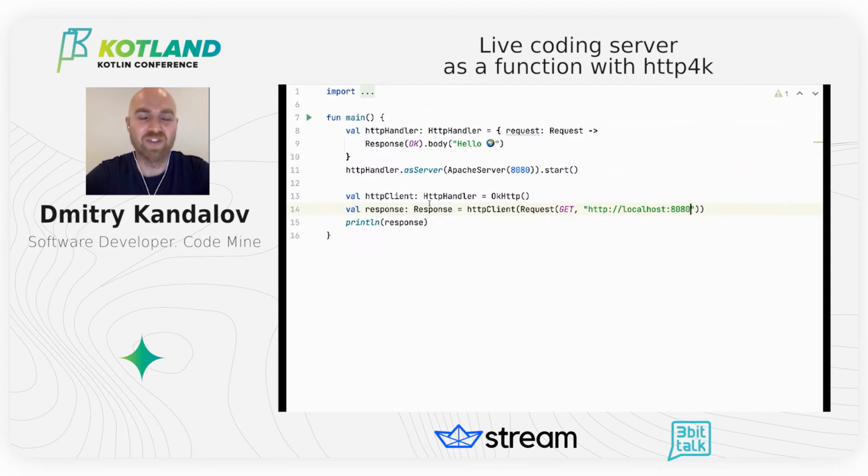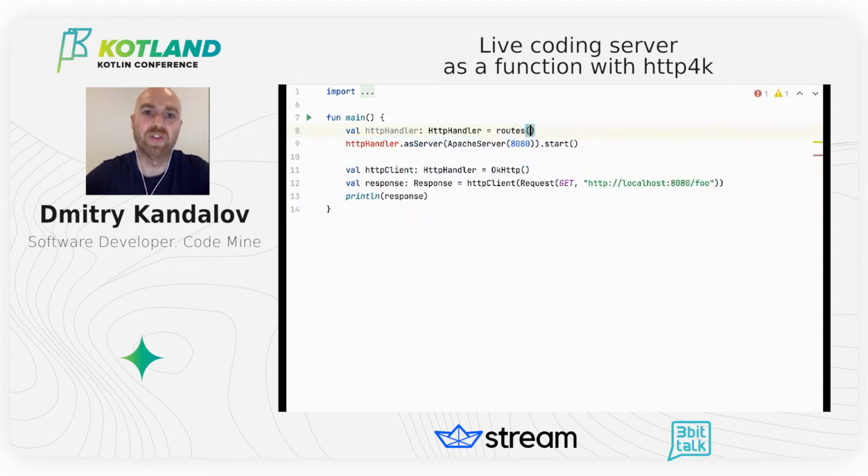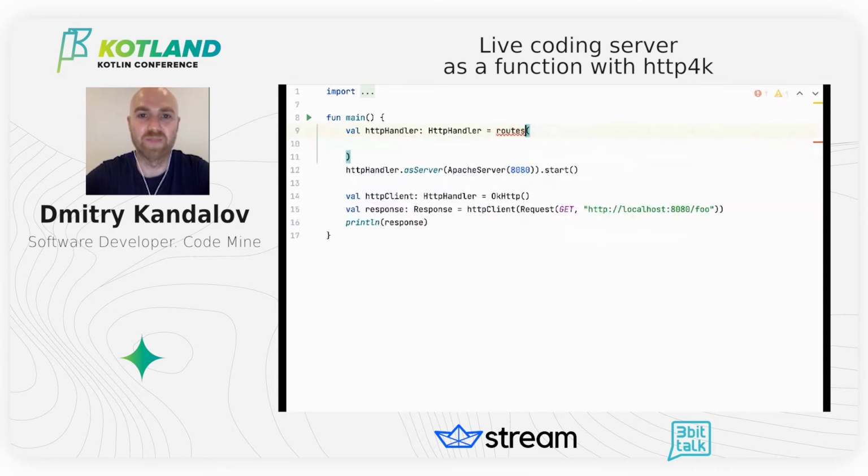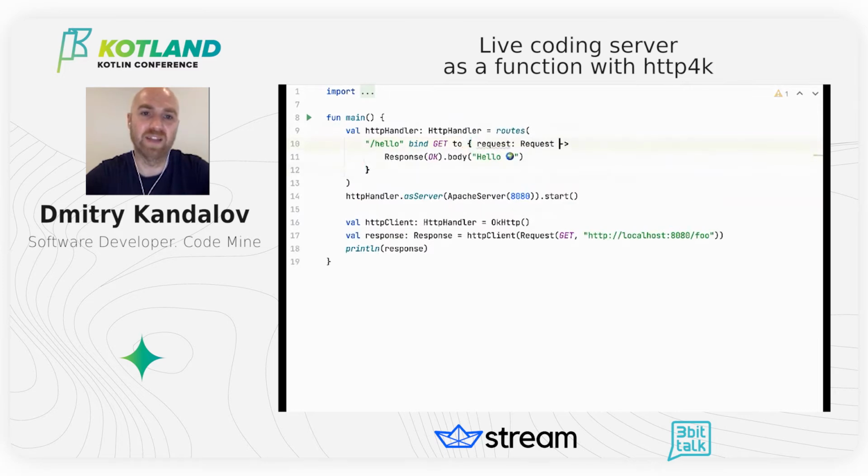What we have right now is a server which always just says hello world. So even if I do foo, it will not really fail because we don't have any routing. So let's add a bit of routing, which we can do with the routes function, which is part of the http4k core module. And it has a small DSL, so I'll write it like this. Let's say hello bind, then get to, and then I'm pasting exactly the same lambda that we had before.